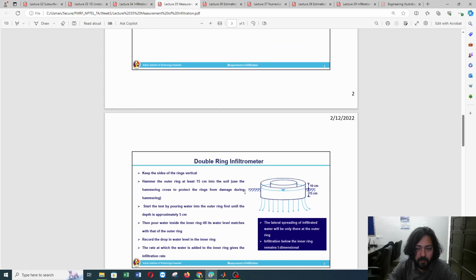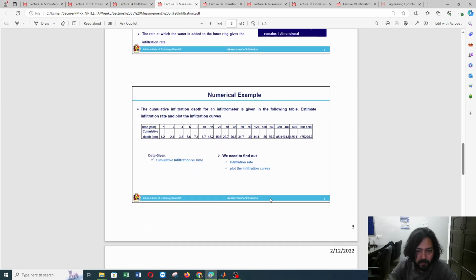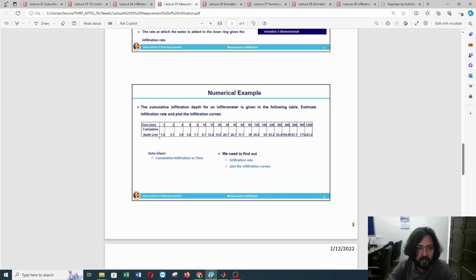And the other process is all the same, just the depth is reduced here. The outer ring instrument is dipped inside only 50 centimeters, and the other process is the same. You just need to record the time for how long the water is getting infiltrated. That is what is needed here. So there is one example also based on infiltration rate and plot.